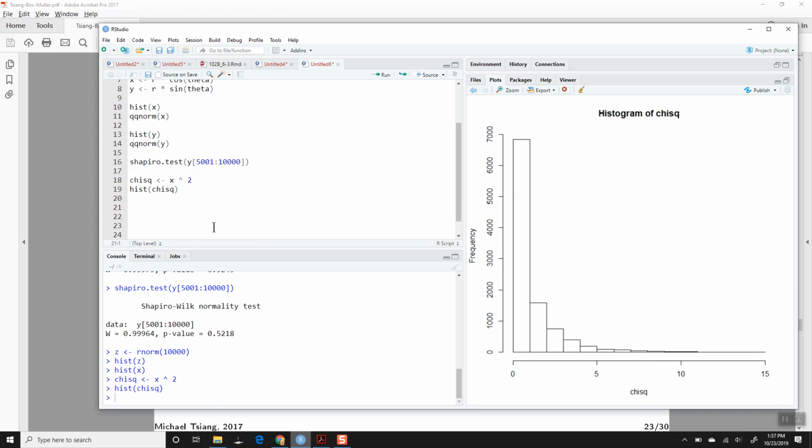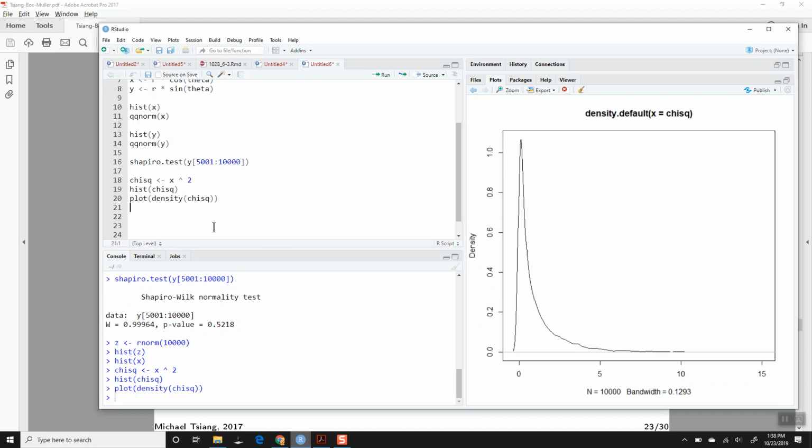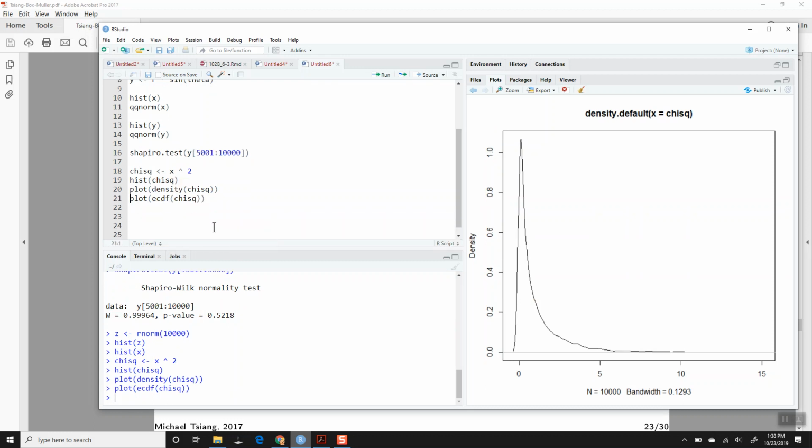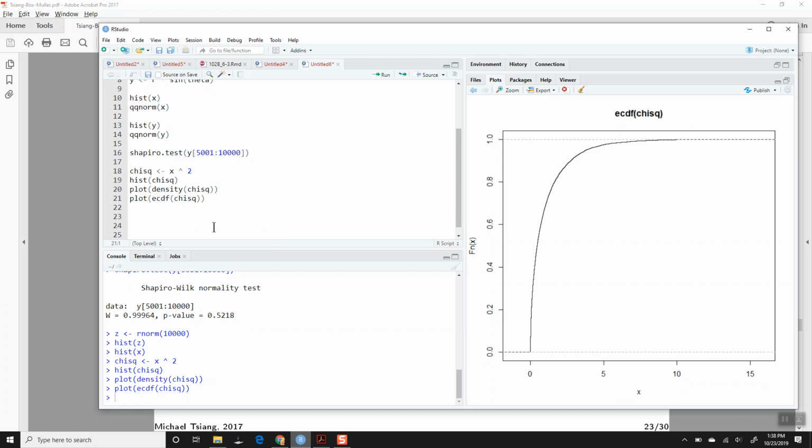Okay, and we can test this out. Let's do the density of the chi-squared values and plot this. It's a density estimation. Okay, and this is what it looks like. Let's also look at the empirical CDF of the chi-squared. Okay, and that looks reasonable.